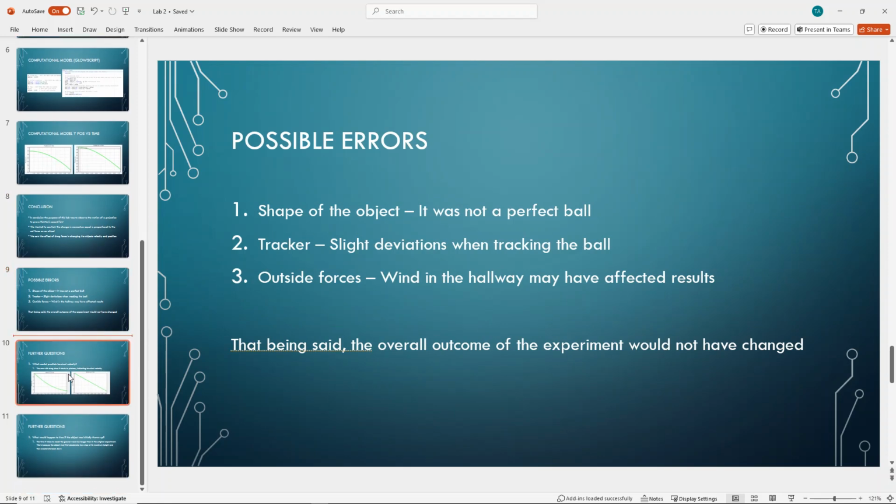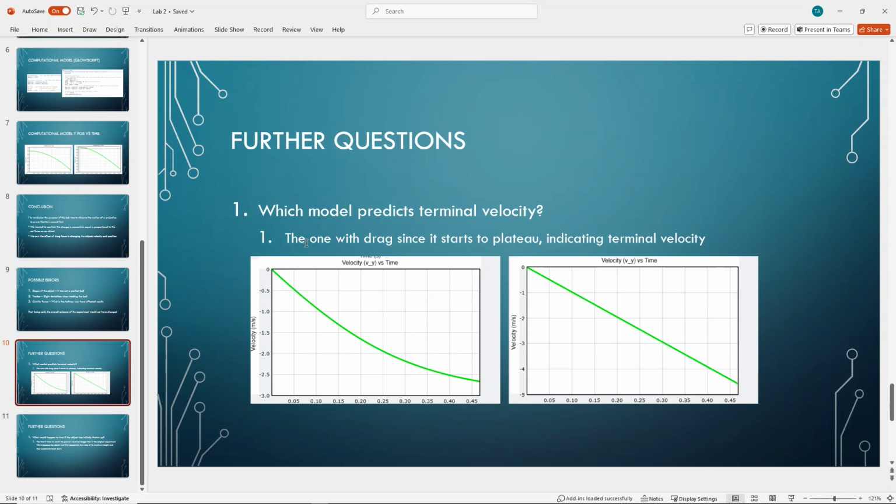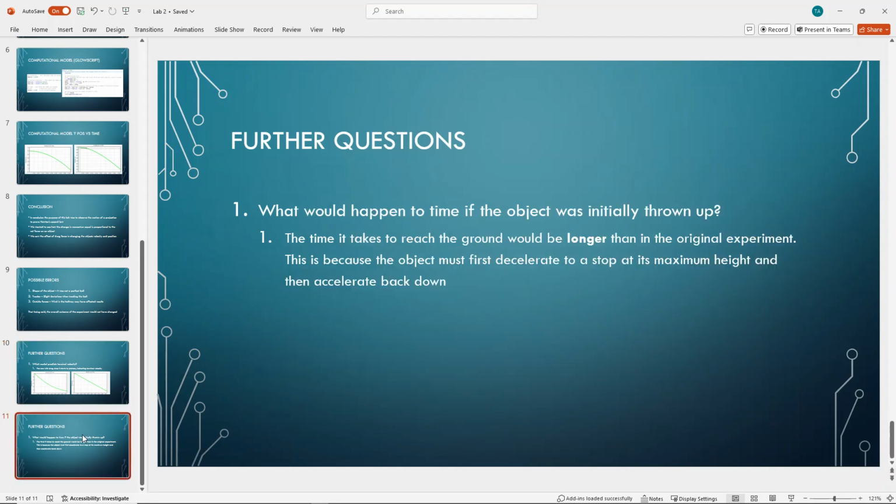Some further questions. Which model predicts a terminal velocity? The one with drag is on the left, and the one without drag is on the right. The one with drag predicts terminal velocity because it starts to plateau. Terminal velocity is essentially an equilibrium velocity. As it starts to plateau, it's reaching that terminal velocity, and that only happens with drag.